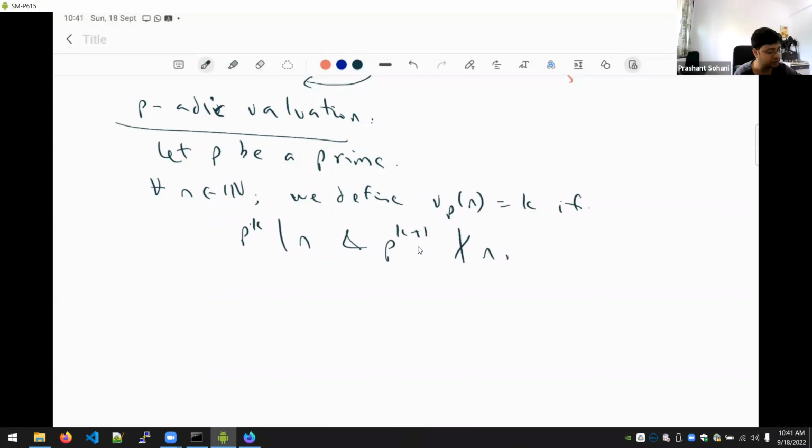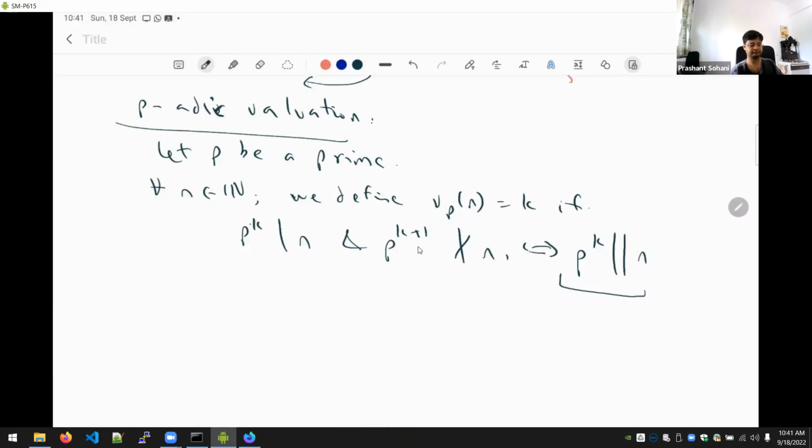Okay, so Vp of n is the highest exponent of p, the highest power of p, which divides n such that the next power does not divide n. Sometimes in literature, this is also shown in the short form as p raised to k, double bar n. This is a short form of saying that p raised to k divides n, but the next power of p does not divide n. So these two are equivalent notationally.